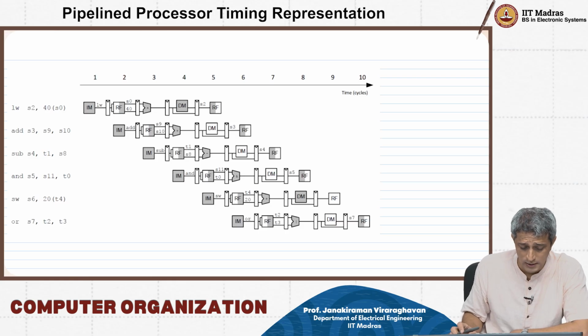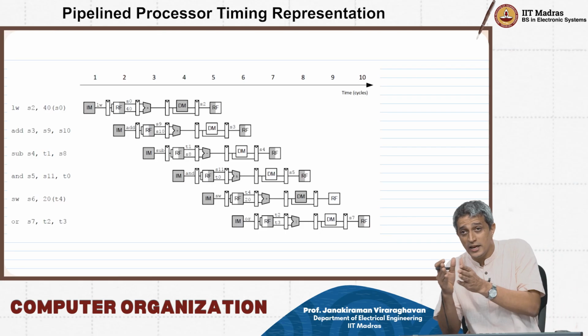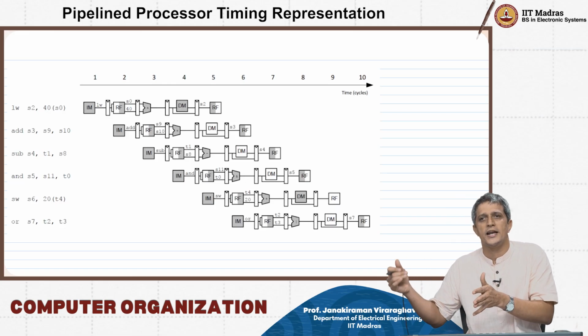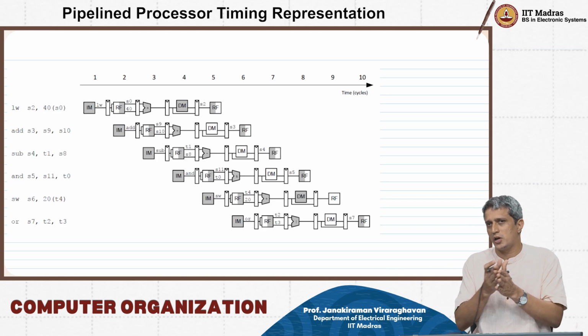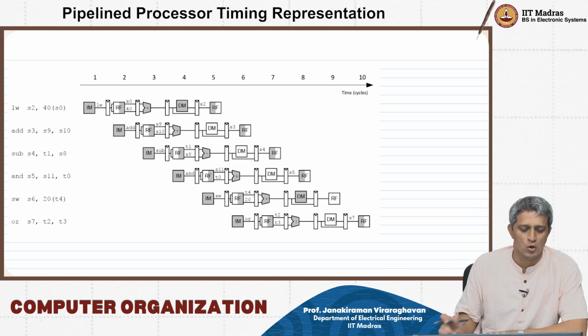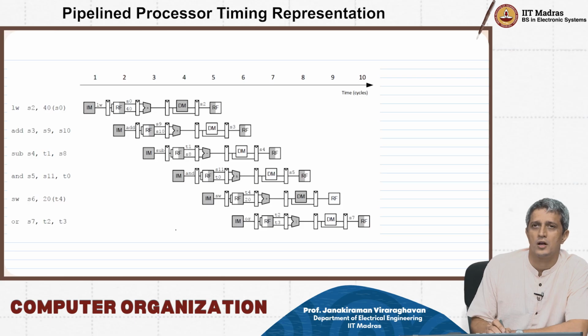If you look at this, the first instruction obviously will take 5 cycles, but the second instruction will be done in the 6th cycle, 7, 8, 9, 10. So in 10 clock cycles you are done with all 6 instructions here. So what is actually happening, you are doing a load word, S2 comma 40 of S0.